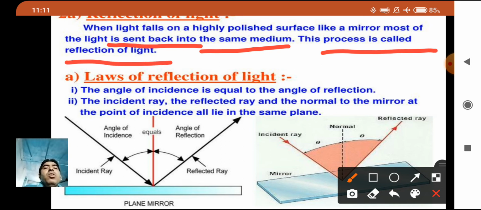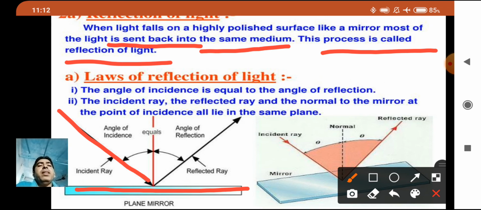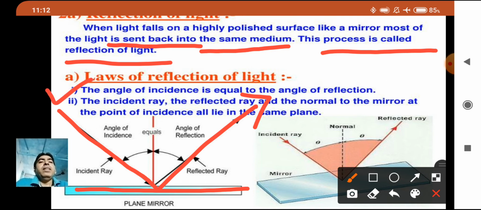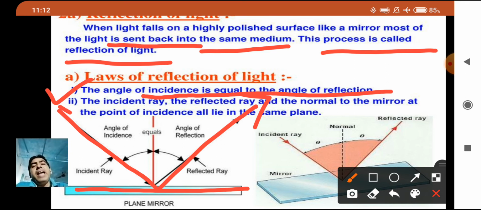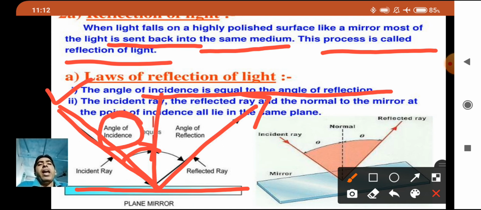There are two laws of reflection of light. What are the laws of reflection? For the first law, this is a plane mirror and the light is coming and is reflected back. First law: the angle of incidence is equal to the angle of reflection. The light ray that falls is called the incident ray, and the angle made by the incident ray with the normal is called the angle of incidence.